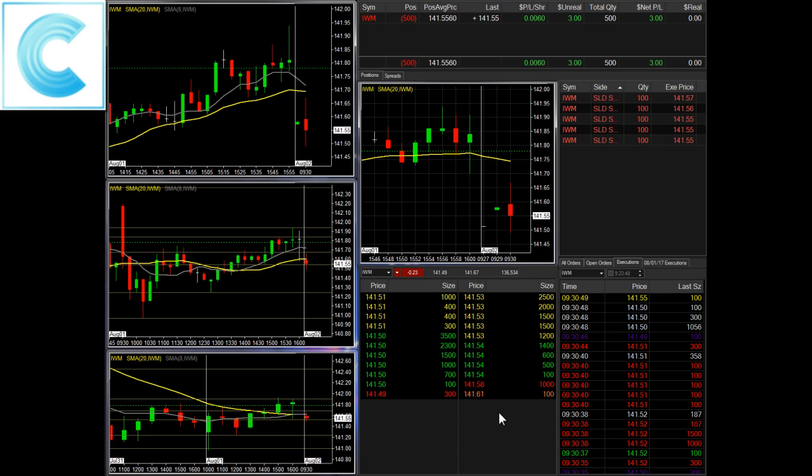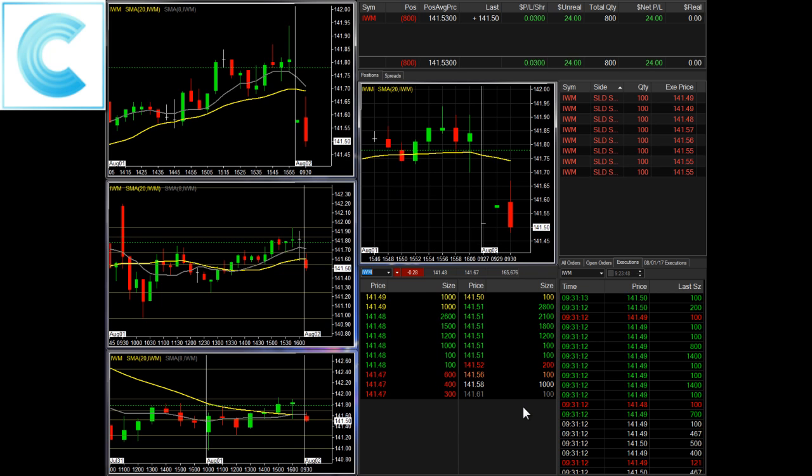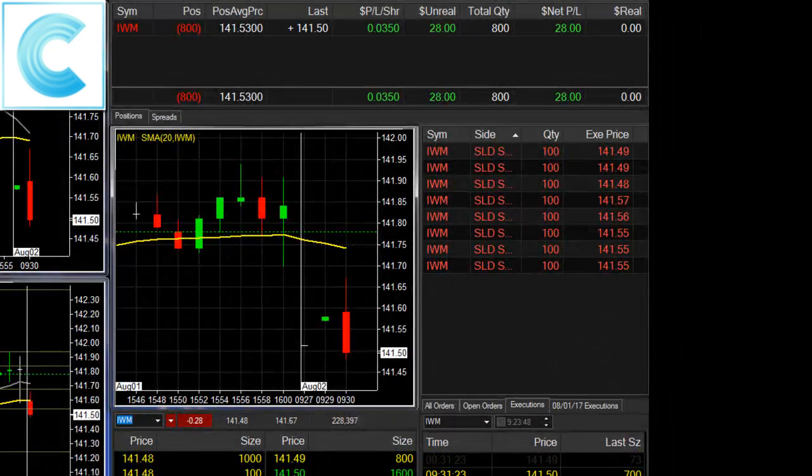All right, so there's some 49s there. Nope, not yet. Let's see if it can break below this 54 area here, potential area of support. Okay, here we go. So I'm up to 800 shares. We'll keep a close eye on this. My average price is now in the 53s.